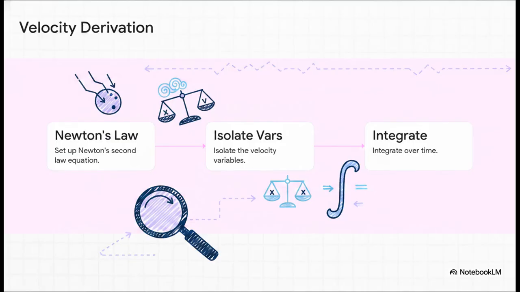So, to crack this case and actually solve the question, we need a game plan. 3 simple steps. Step 1, we anchor ourselves with Newton's second law. Step 2, we meticulously isolate all those velocity variables onto one side. And step 3, the grand finale, integrating over time. Having this clear, structured approach is literally what keeps us grounded in reality and leaves zero room for assumptions.